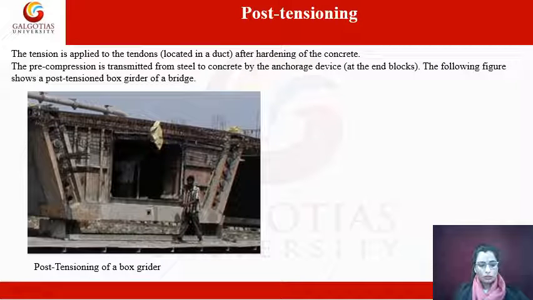In this slide you can see the example of the post-tensioning method. Basically the tension is applied to the tendon after hardening of the concrete. That method is known as post-tensioning. The pre-compression is transmitted from steel to concrete by an anchorage device. The following figure shows a post-tensioned girder of a bridge. So we are applying the tension on the tendon after the placing of the concrete. That is why it is called the post-tensioning method.